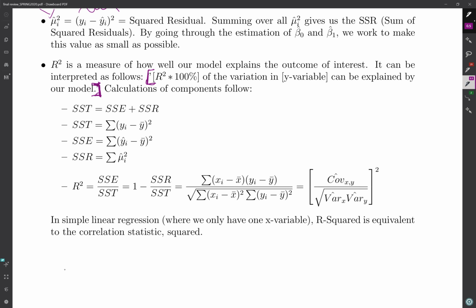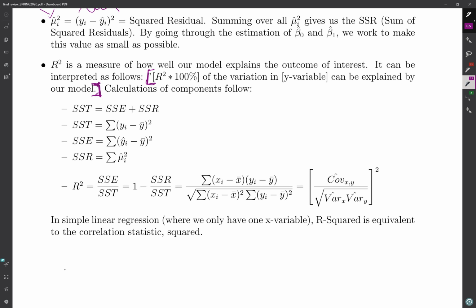R squared times 100% of the variation in whatever this y variable is can be explained by our model. This wording is good for the simple linear regression version and the multiple linear regression version. In the simple linear regression version, we could say it can be explained by whatever our x variable is. Another version of saying that is just saying by our model, and that works with multiple linear regression as well. So how do we calculate this R squared?